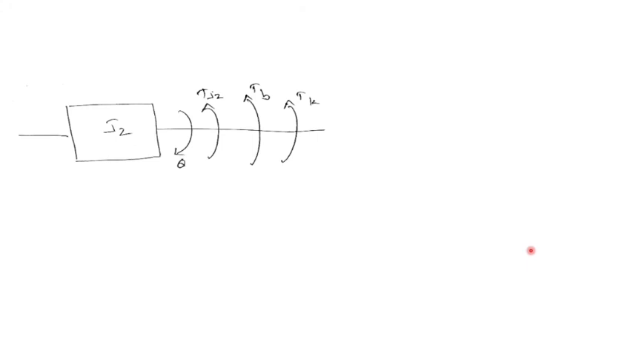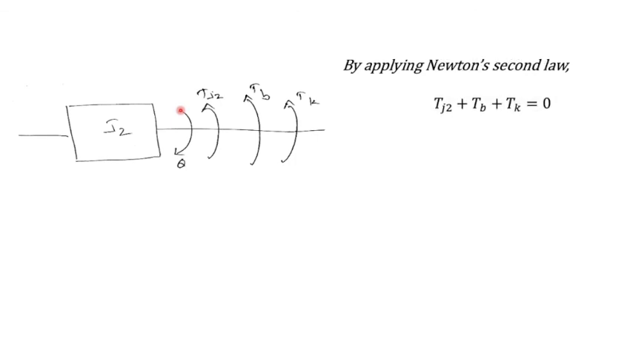Let us look at the free body diagram of the second node J2. First we mark the opposing torques Tj2, Tb and Tk. We have the displacement in the direction of the initial applied torque. By applying Newton's second law, we have sum of opposing torques equal to applied torque. Here the applied torque is 0, so the right hand side is equal to 0. Substituting all the equations, we get equation number 3.